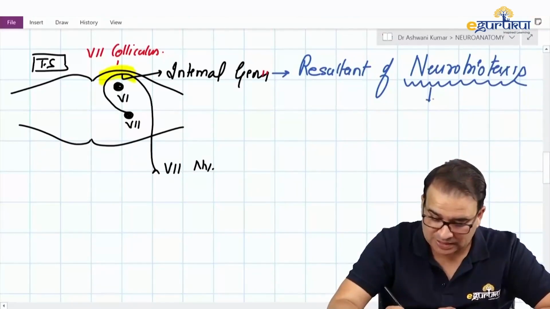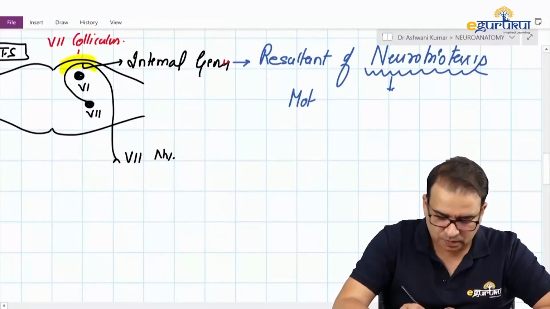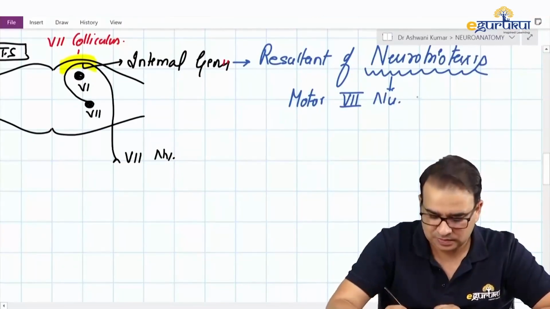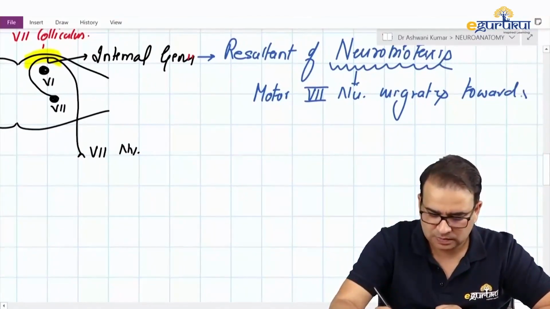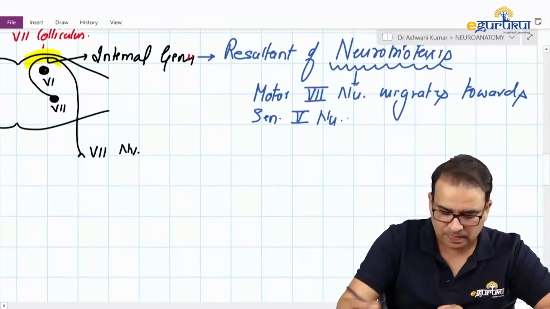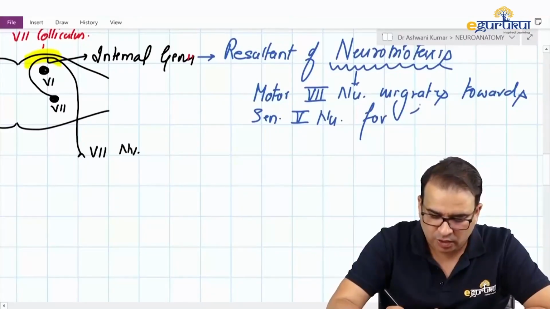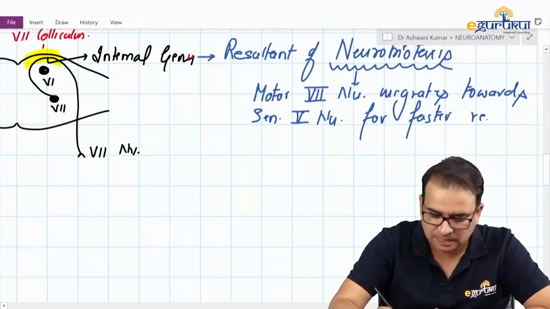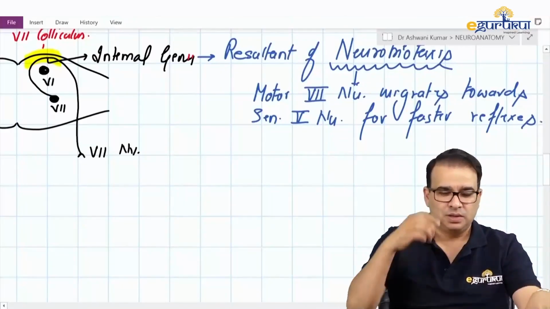Neurobiotaxis. What is neurobiotaxis in this case? The motor facial nucleus migrates towards which one? Towards the sensory trigeminal nuclei. The motor facial nucleus migrates toward the sensory trigeminal nuclei for faster reflexes. That's what you call neurobiotaxis.